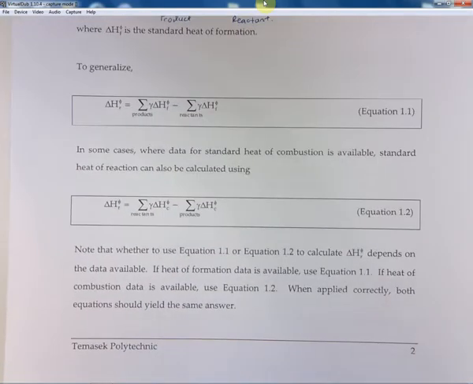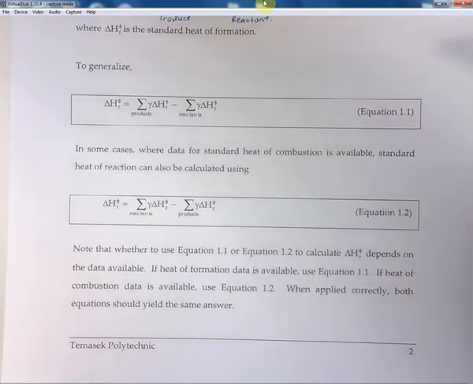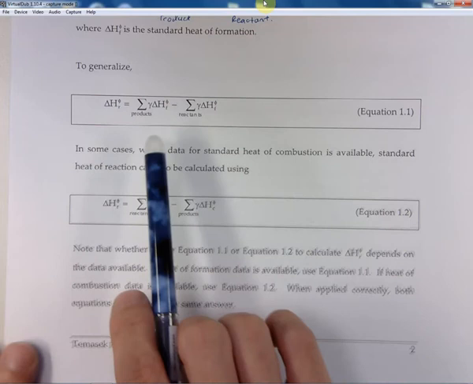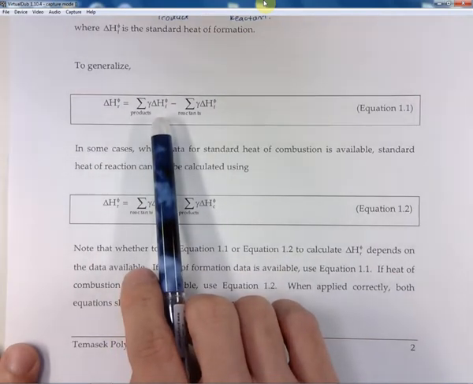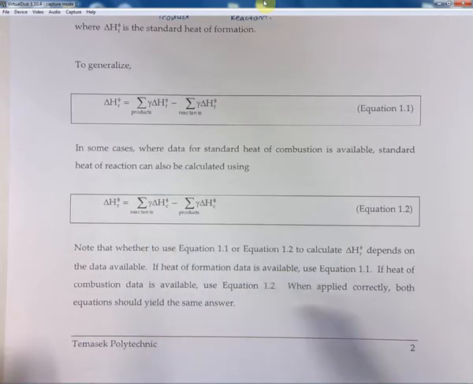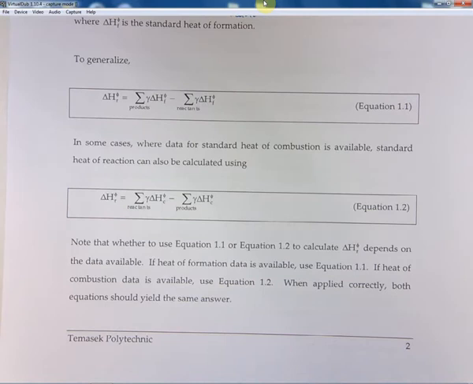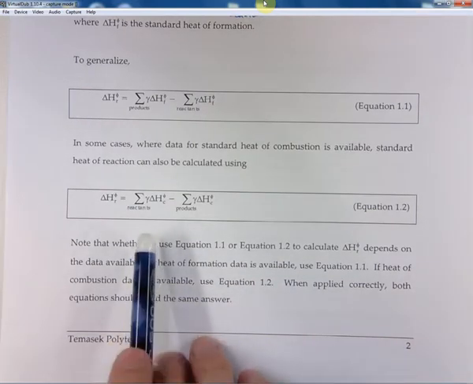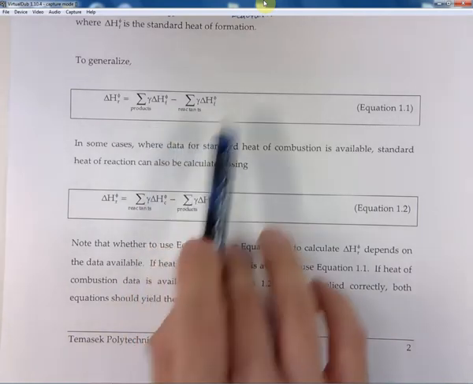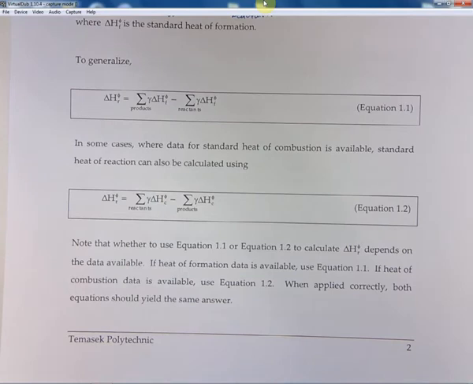We have two different forms. One is using the heat of formation. For this case, this is the heat of combustion. So when do we use which equation? It depends on what data is given to you. If you are given the heat of formation table, we will use this equation. Otherwise, this is for heat of combustion.